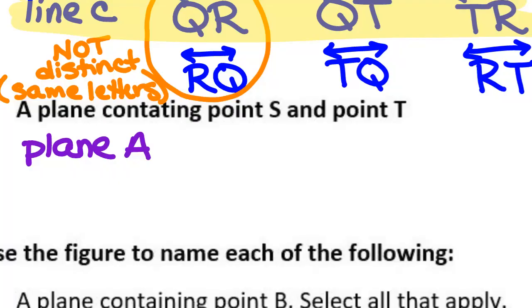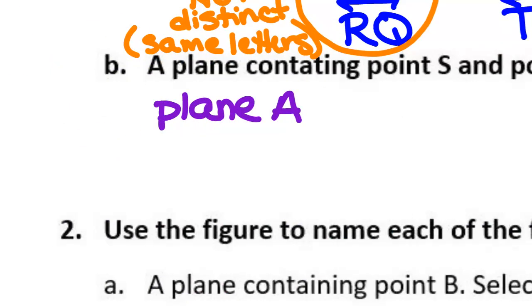Would I want to pick point V? No, it's up above the plane. It's not on my plane. I can't name the plane with a point that's not on it. So I don't want to use point V. So my choices are which points? Point T, R, and Q. T, R, Q. Any other points up there? S. So T, R, and Q, that's actually a great one.